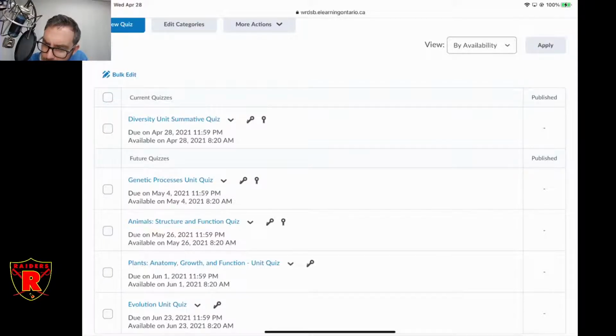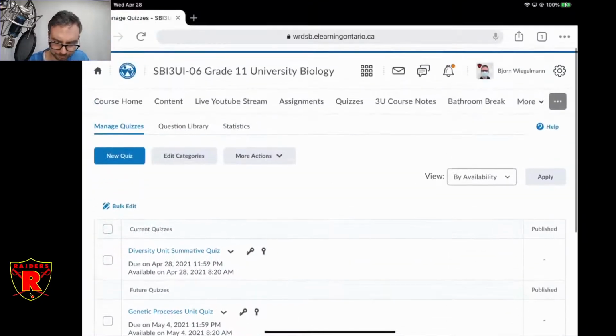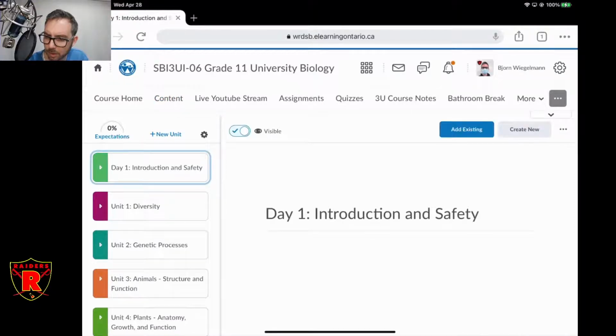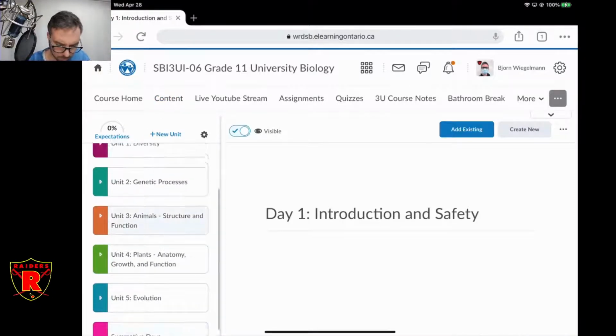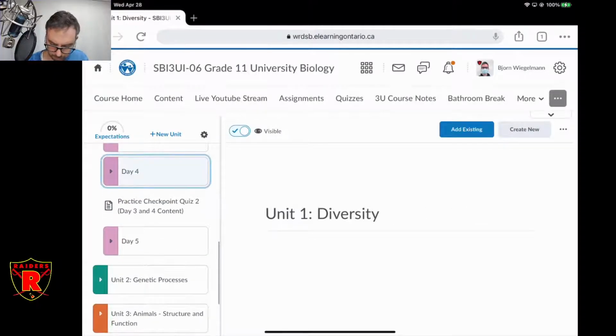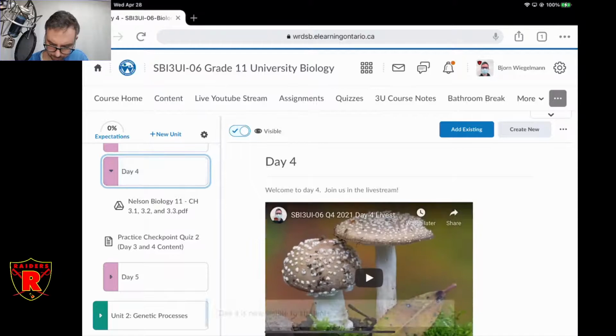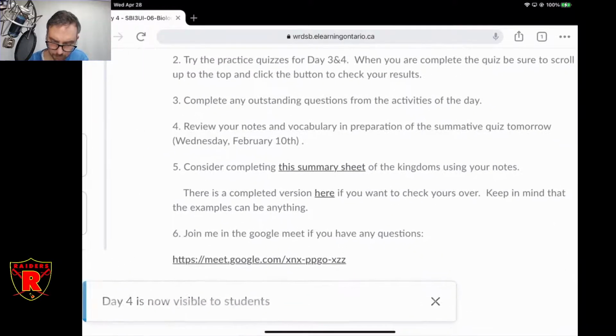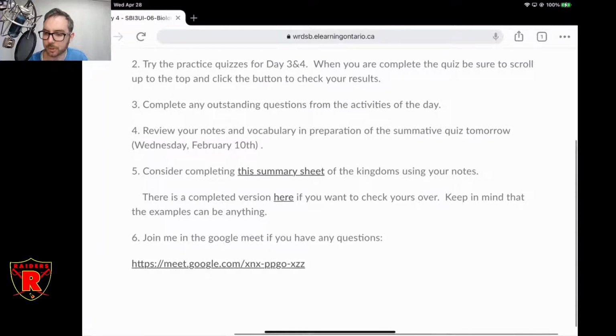Where do you find the Kingdom practice sheet? Again, I'll go back to that. I believe it's at the bottom of day 4. I can double check. Yeah, there it is. At the bottom of day 4, it says consider completing this summary sheet. You just click on the link there for this summary sheet, and there it is.